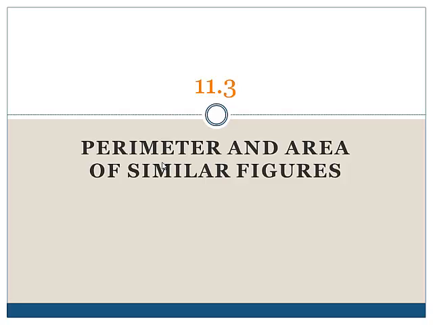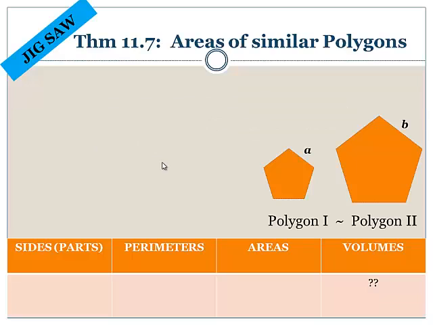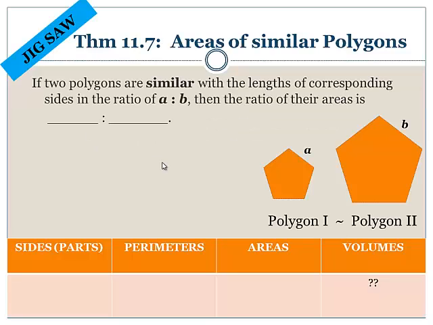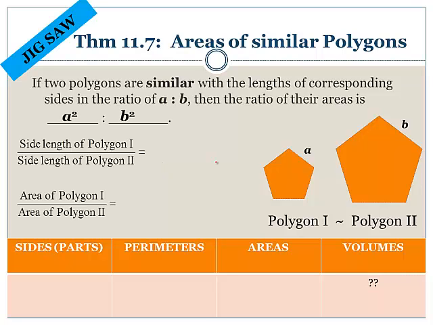The next section is 11.3, perimeter and area of similar figures. So we have Theorem 11.7, which is the areas of similar polygons. If two polygons are similar with the lengths of corresponding sides in the ratio of A to B, then the ratio of their areas is A squared to B squared. We can see the two polygons are similar due to this symbol here, and this symbol means that the two figures are similar.